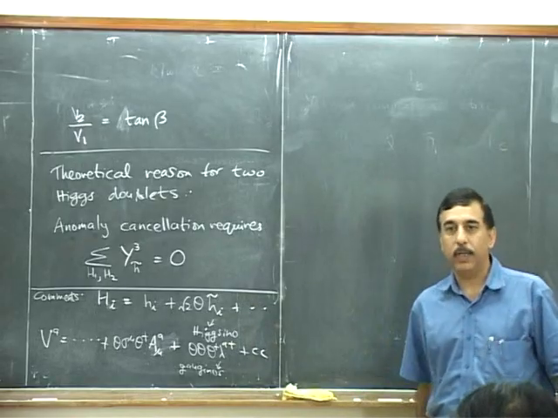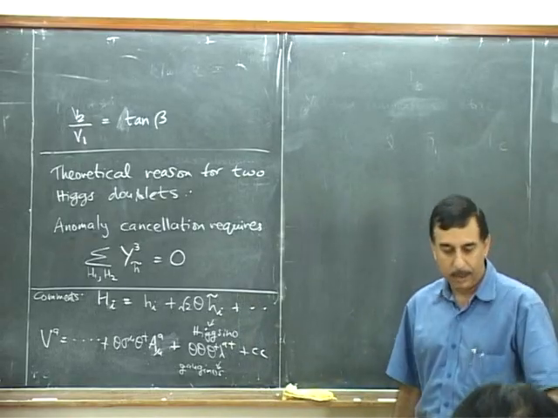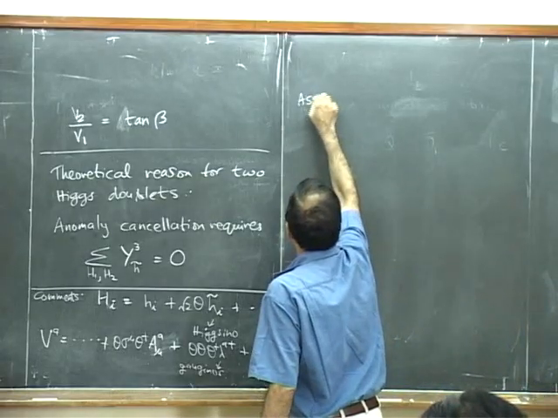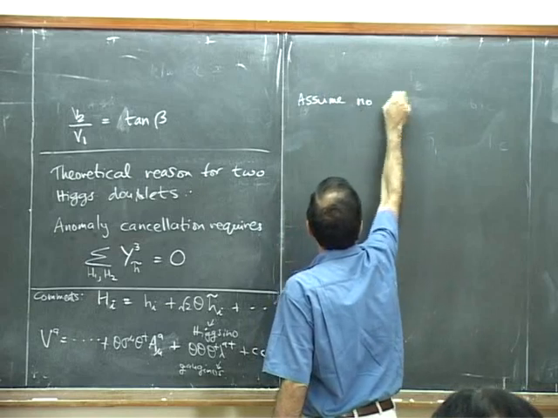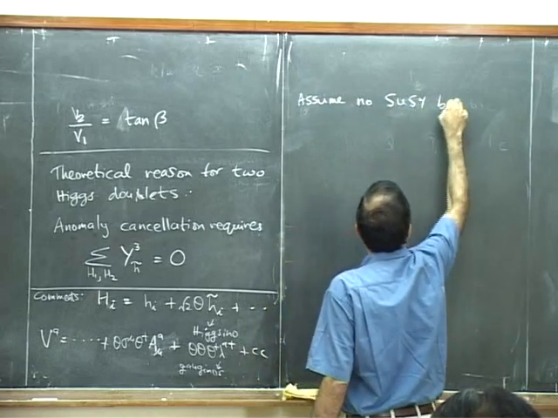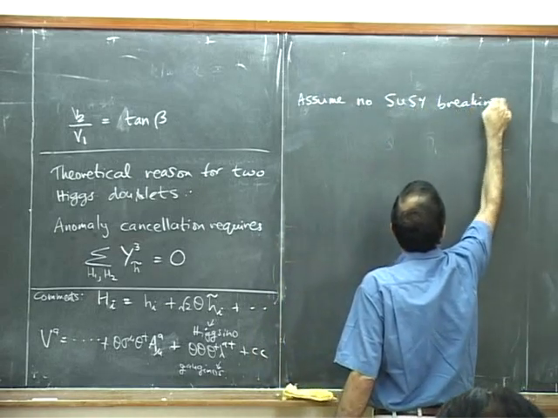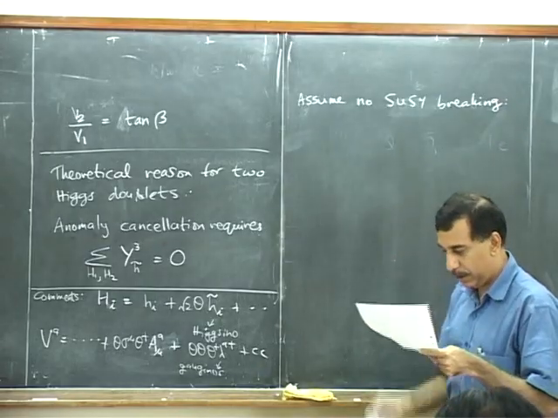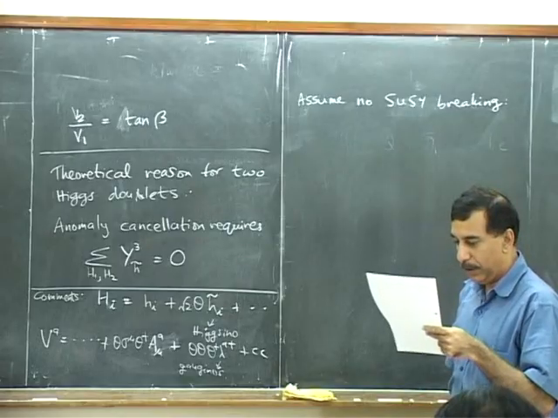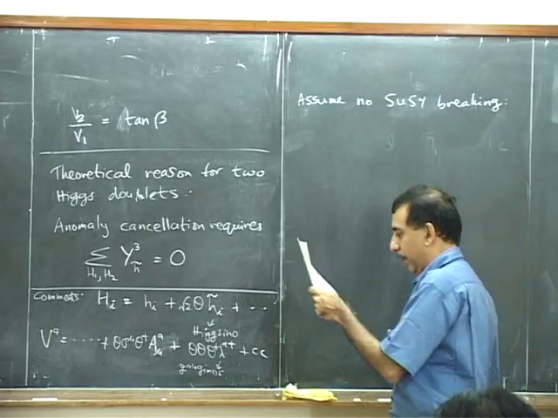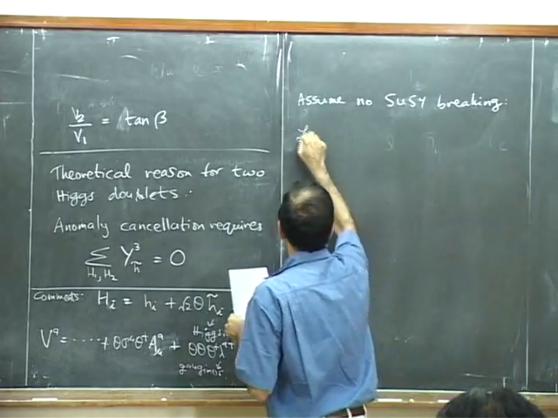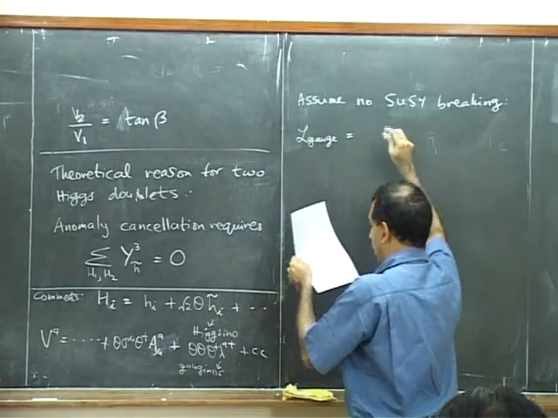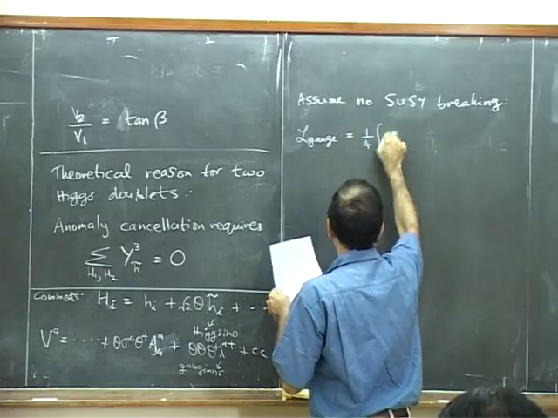Good. Now we need to just write down the Lagrangian, and for this purpose I'll assume no SUSY breaking and write down the Lagrangian for all the fields that we have. There are very few surprises, but it's worth writing it once. We'll be writing it in superspace. So what can L gauge be?